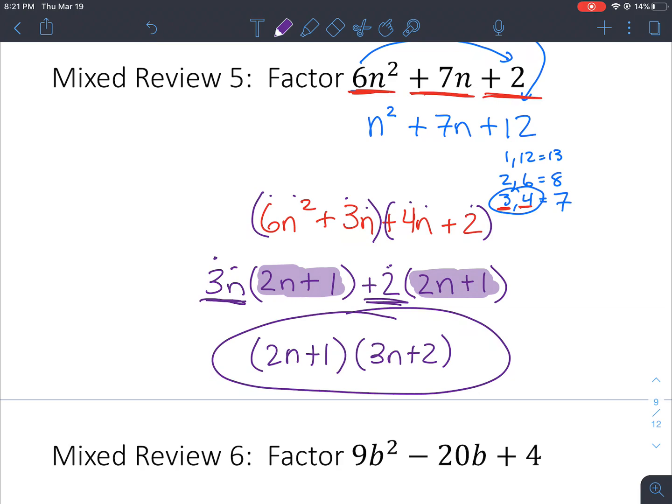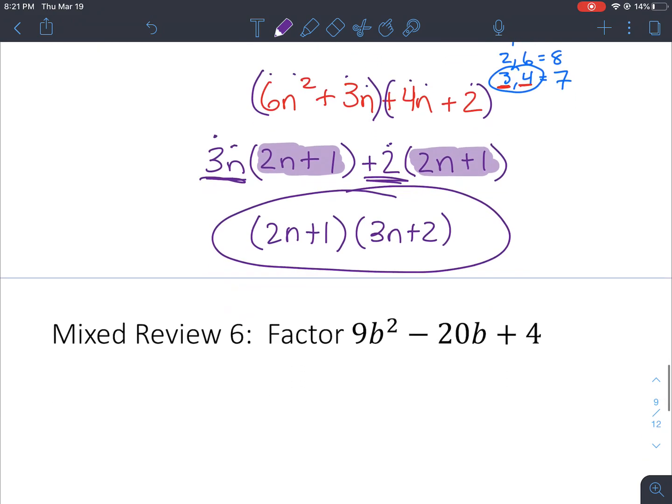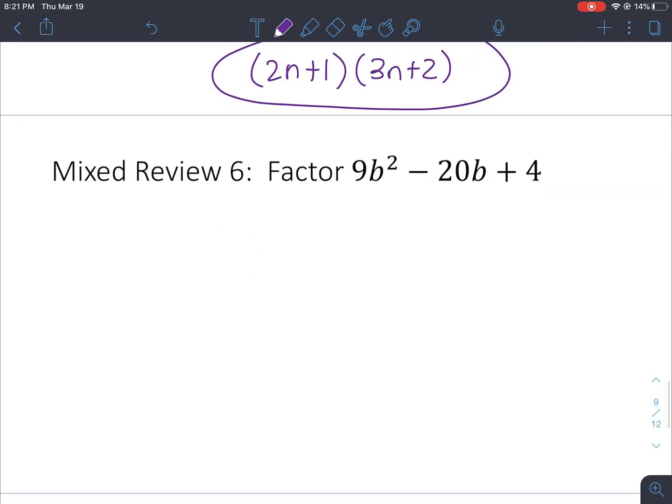So a lot more tedious, right? A lot of steps to this one, and that's why I feel this is one of the more complex lessons we have in all of Algebra 1. But the more practice we get with it, the more comfortable we will get. It does take time, okay? So if you're not there yet, be patient, keep working with it, you'll get it.